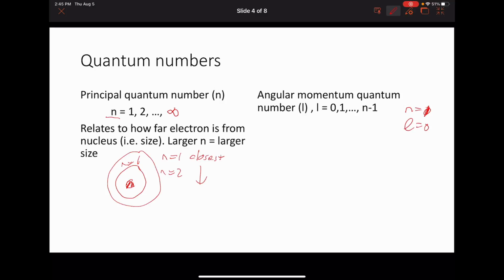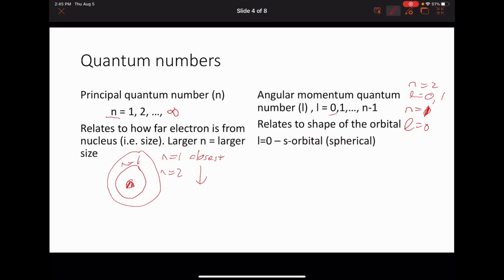L is equal to 0, and there's no other possibilities. If we have an n equals 2, L can be 0, because that's always a possibility, and then 1, because 2 minus 1 is 1. And those are our only possibilities of L. But in general, depending on how high your n, you can get large values of L. So this relates, as we said before, to the shape of the orbital.